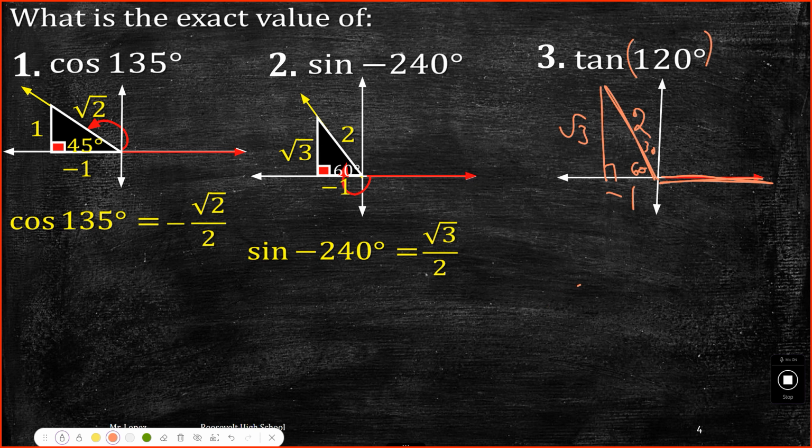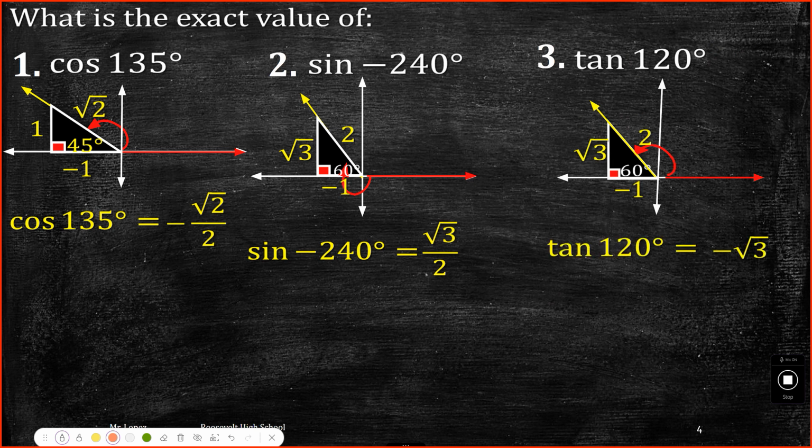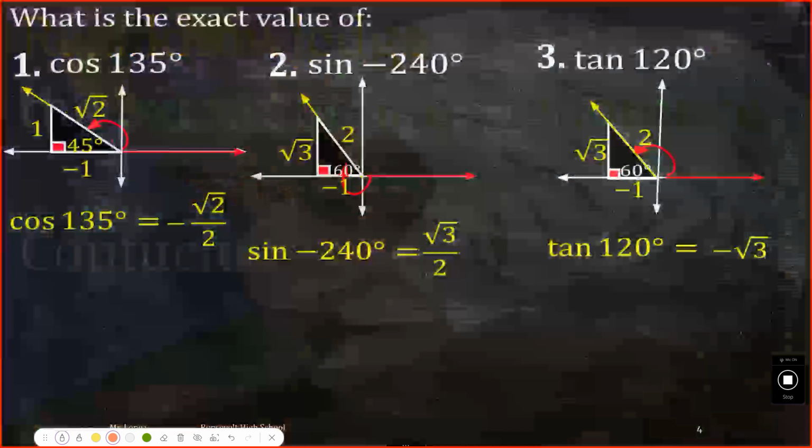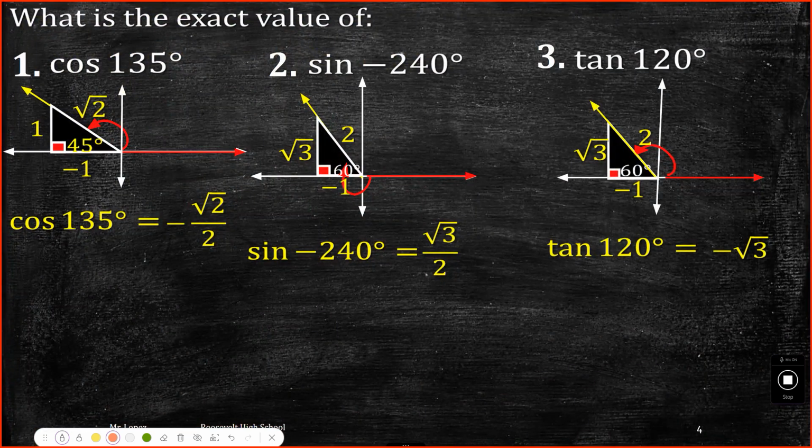And tangent, what's the definition of tangent? Opposite over adjacent, which is O over A, which is going to be what? Root 3 over negative 1, which is going to be negative root 3. And we're done.